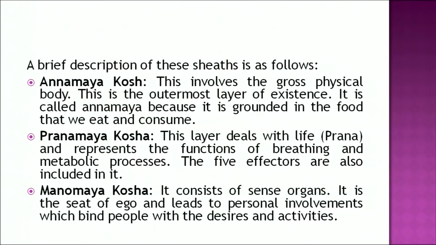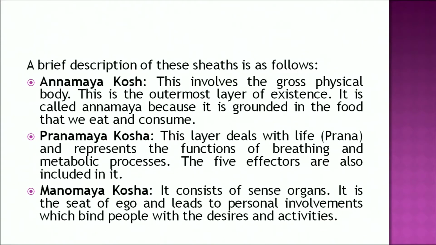In order to know more about these sheaths, there is a description which is given as follows. When we discuss the Panch Kosha and the different sheaths that a Jiva has, first of all it is the Annamaya Kosha. What is this sheath? It involves the gross physical body. This is the outermost layer of existence. It is called Annamaya because it is grounded in the food that we eat and consume.